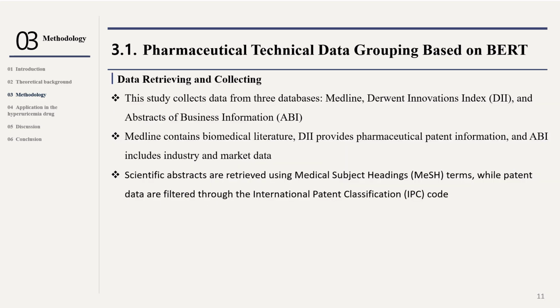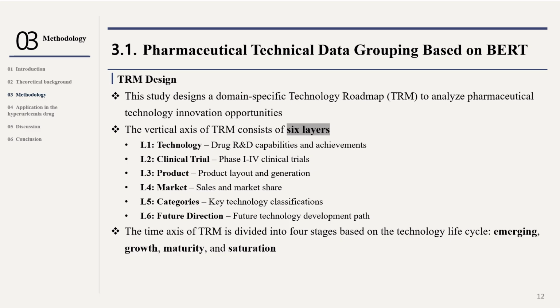This study collects data from three databases: Medline, DII, and ABI. Each database serves a different purpose. Medline contains biomedical literature, DII provides pharmaceutical patent information, and ABI includes industry and market data. To retrieve relevant data, scientific abstracts are searched using medical subject headings terms, while patent data are filtered through the IPC code. Now, we will go over the technology roadmap design in this study.